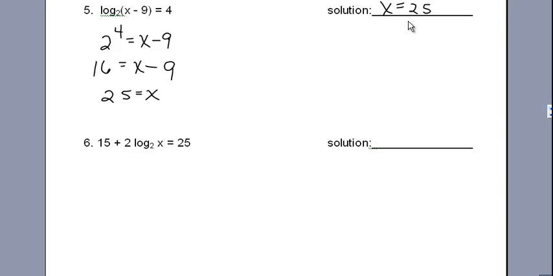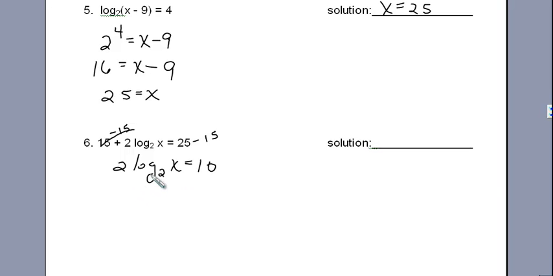Okay. Looking at number 6. You have 15 plus 2 log base 2 of x equals 25. We need to isolate this log part of this equation. So first let's subtract 15 from both sides, which is going to leave 2 log base 2 of x equals 10.